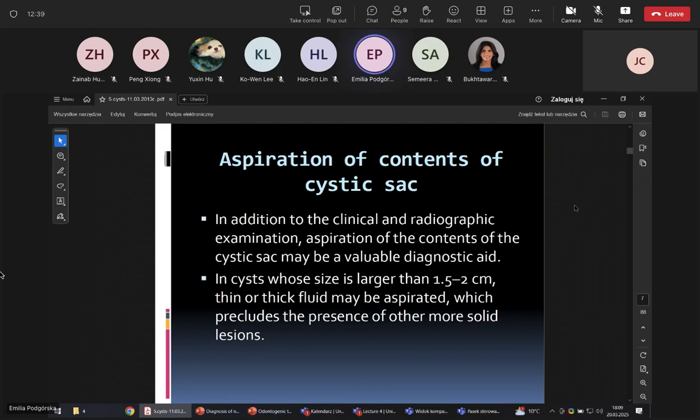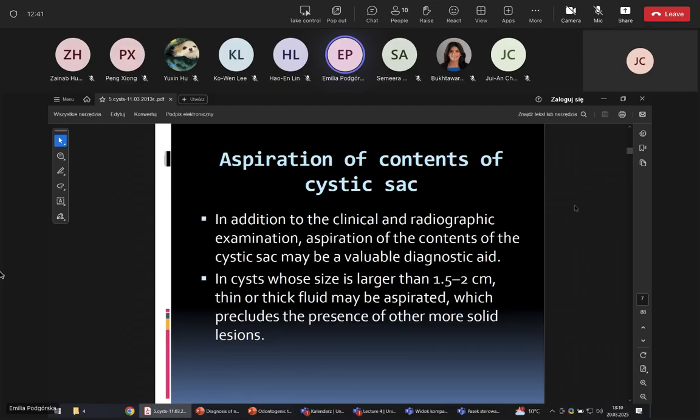Aspiration of contents of the cystic sac. In addition to the clinical and radiographic examination, aspiration of the contents of the cystic sac may be a valuable diagnostic aid. In cysts whose size is larger than 1.5 to 2 cm, thin or thick fluid may be aspirated, which precludes the presence of other more solid lesions.